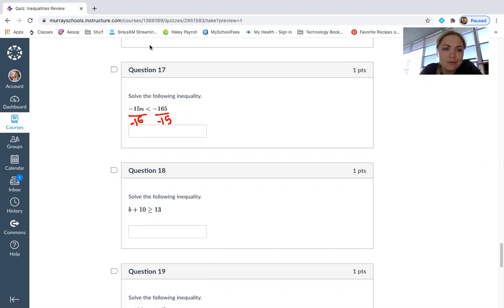Now, what happens when you divide by a negative number and there's an inequality? Well, when you divide by a negative number, you still have n on the left. And then when I do negative 165 divided by -15, I get positive 11. But that symbol, which used to be a less than symbol, is now a greater than symbol. So my answer, I would say, n is greater than 11.